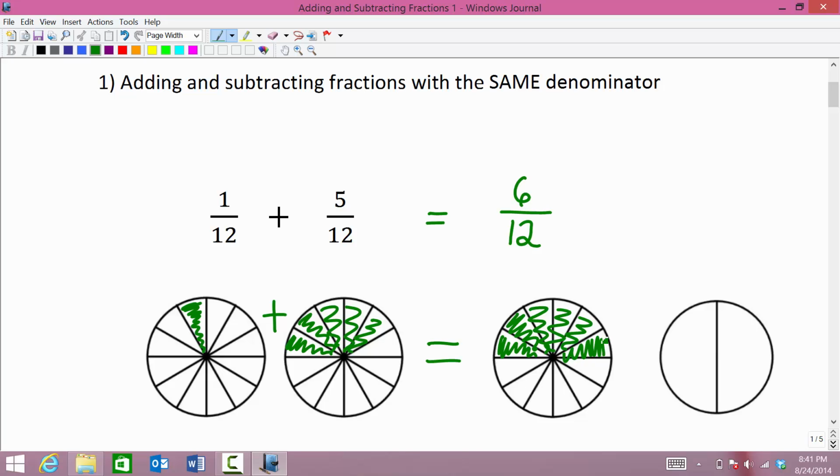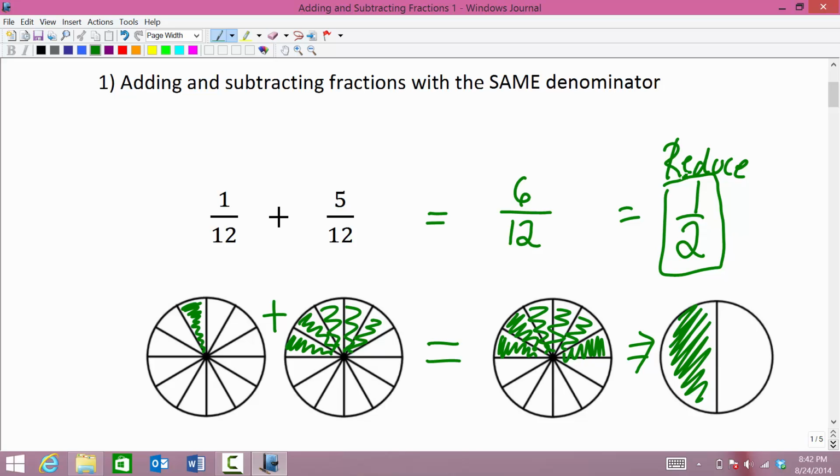What is 6 out of 12 the same thing as? We see that 6 out of 12 is half of the circle that has been shaded, so that would be the same thing as if I reduce this to a fraction of 1/2.